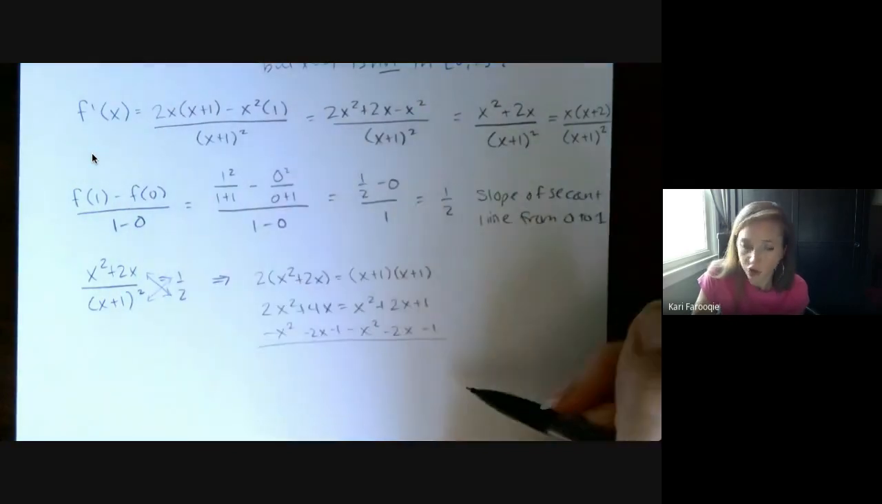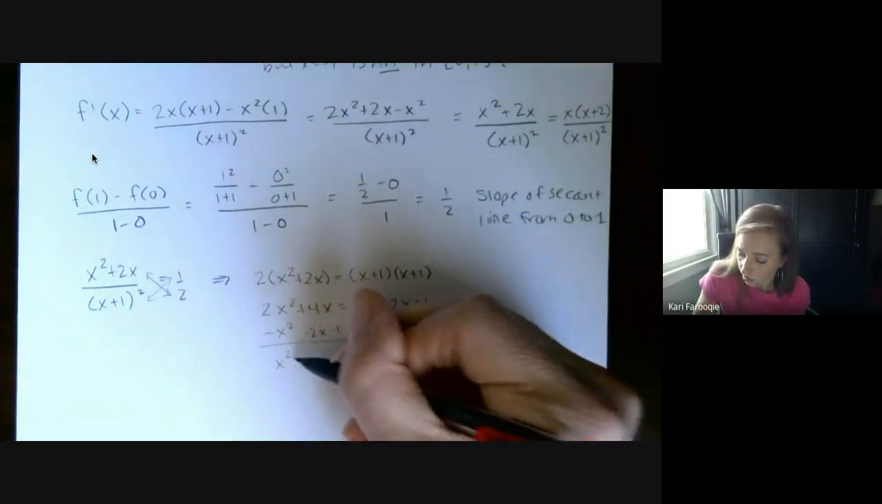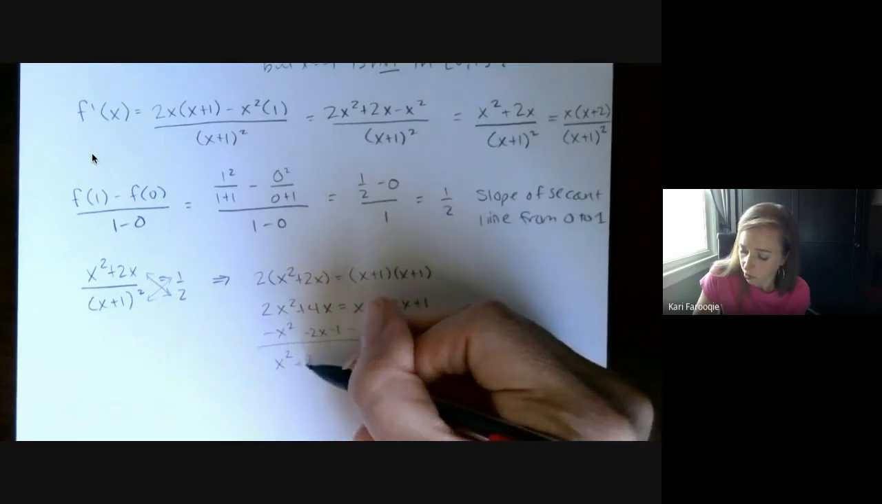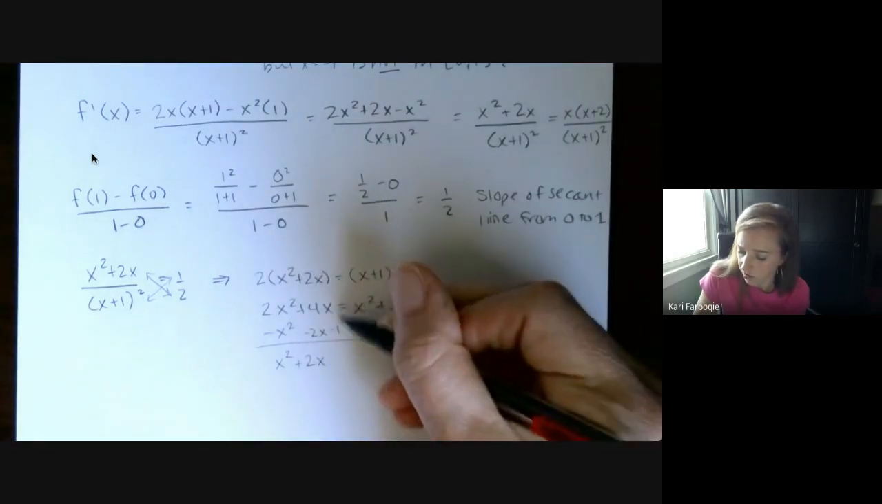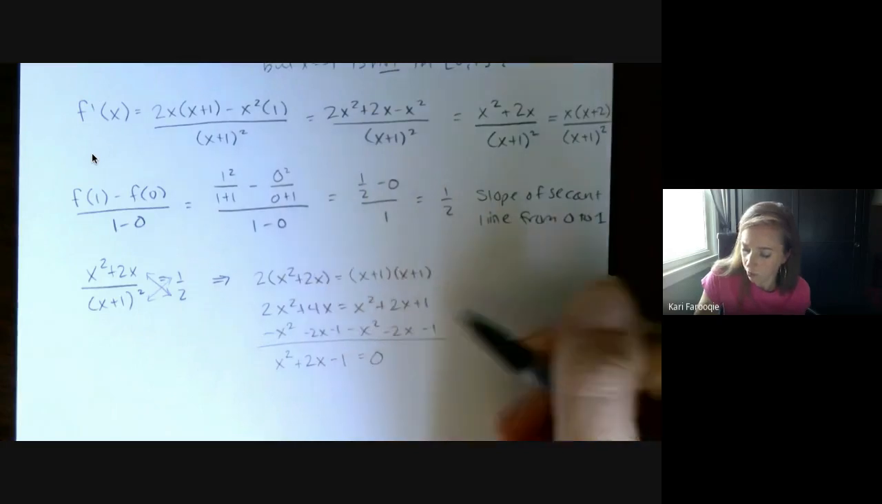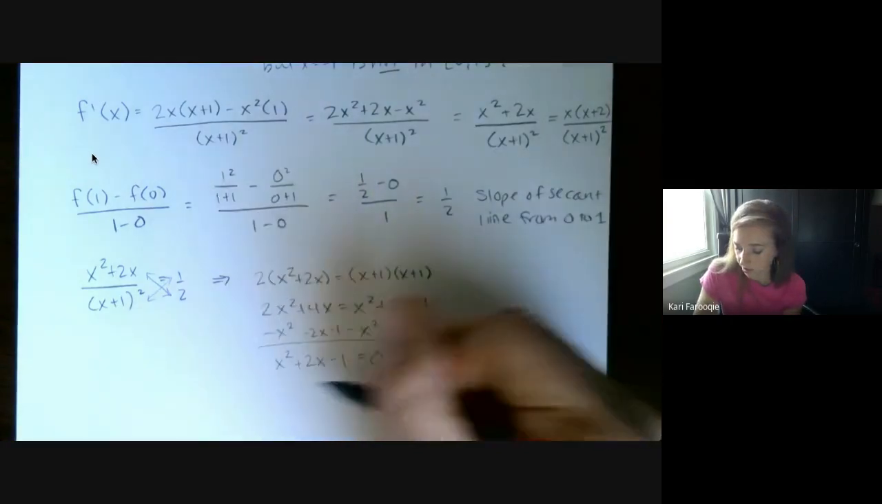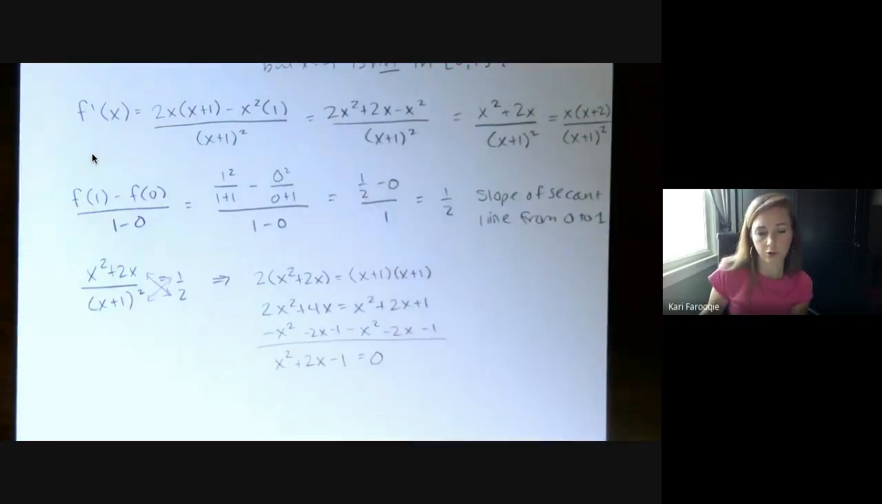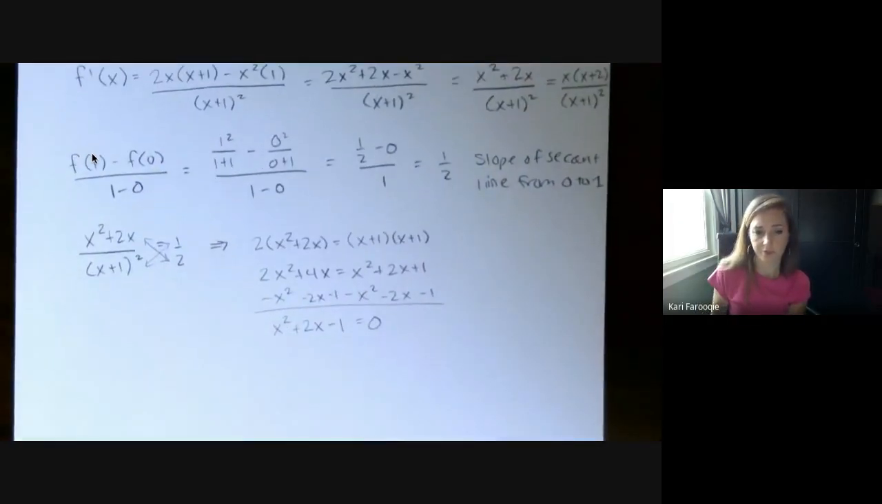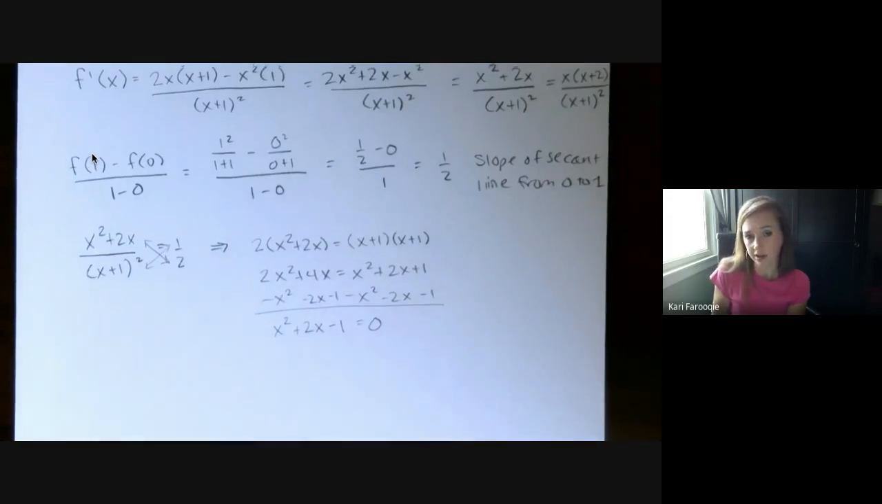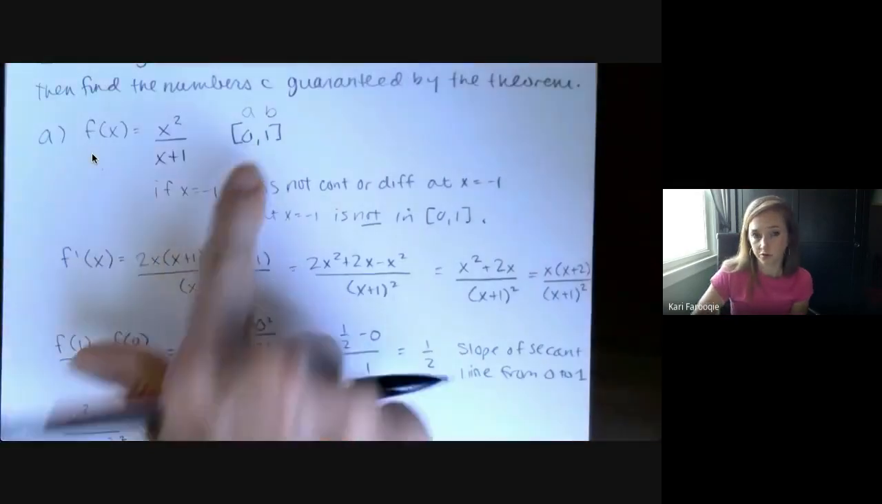2x squared minus x squared is 1x squared. 4x minus 2x is 2x, and then 0 minus 1 is negative 1. So the equation that I'm looking at now is x squared plus 2x minus 1 equals 0. And I'm still trying to solve for x here. And remember that whatever values I find for x, they need to lie inside my interval from 0 to 1.